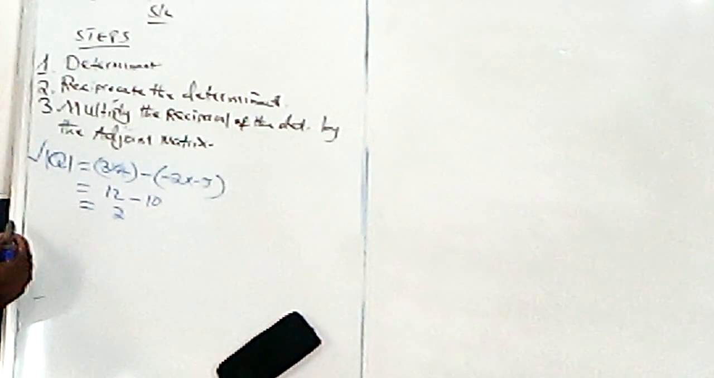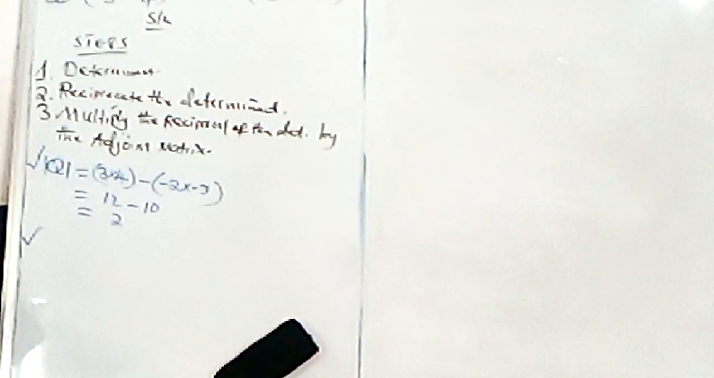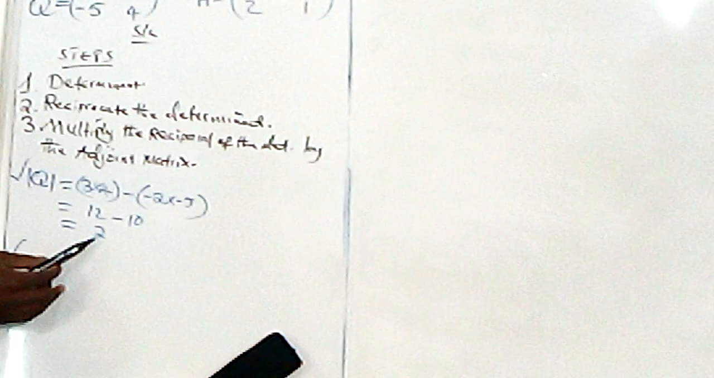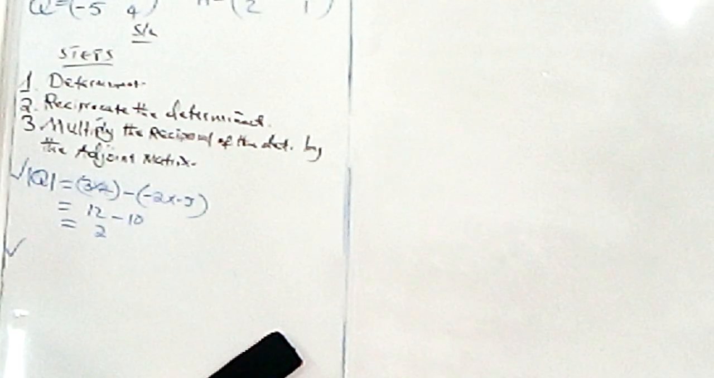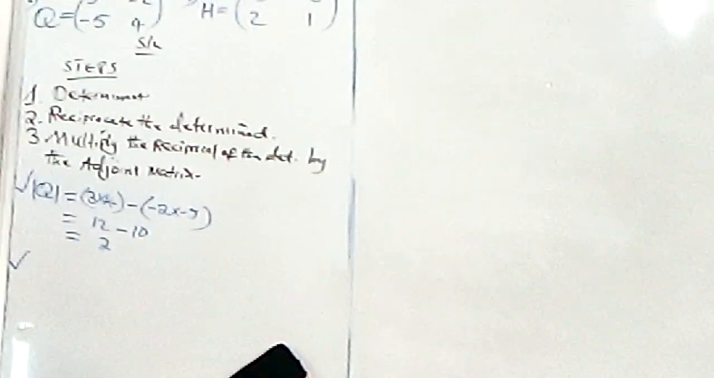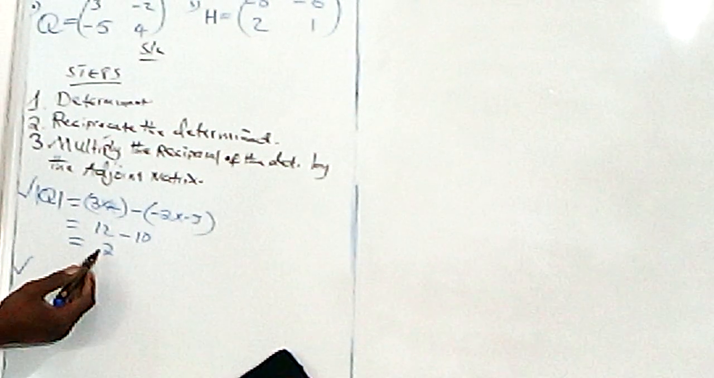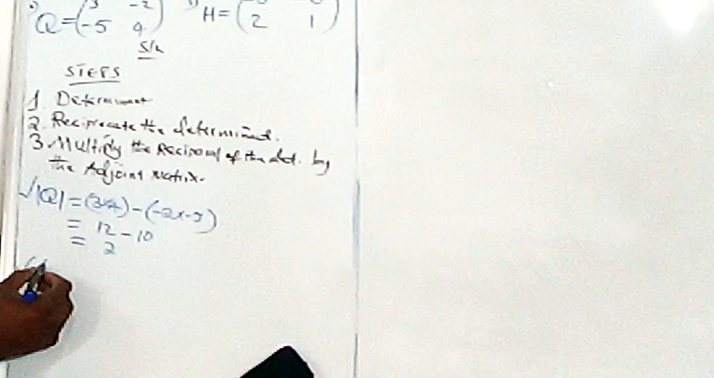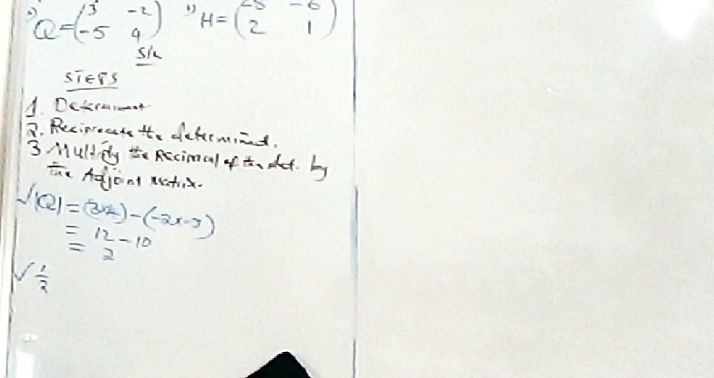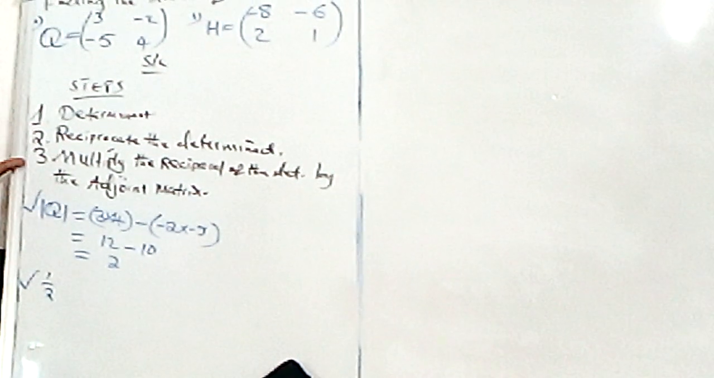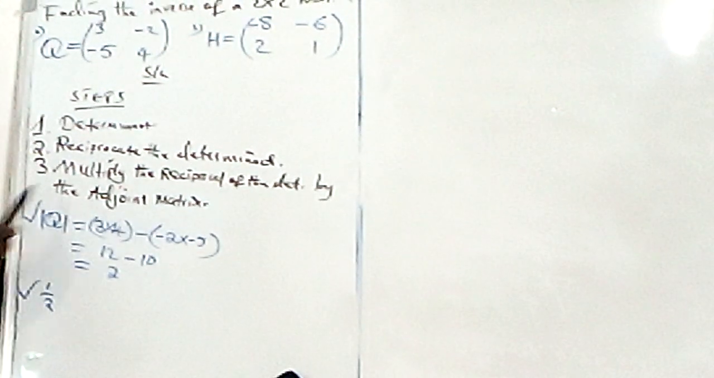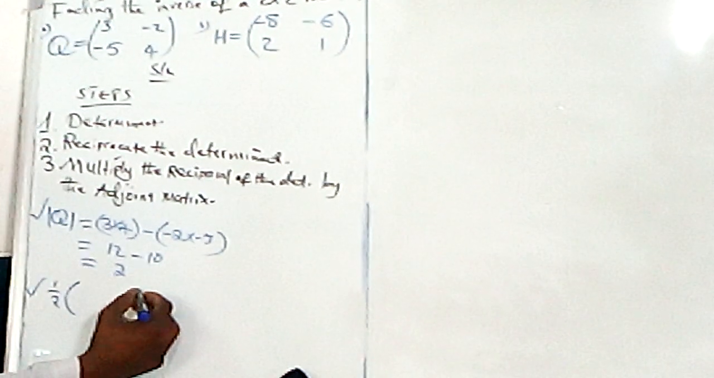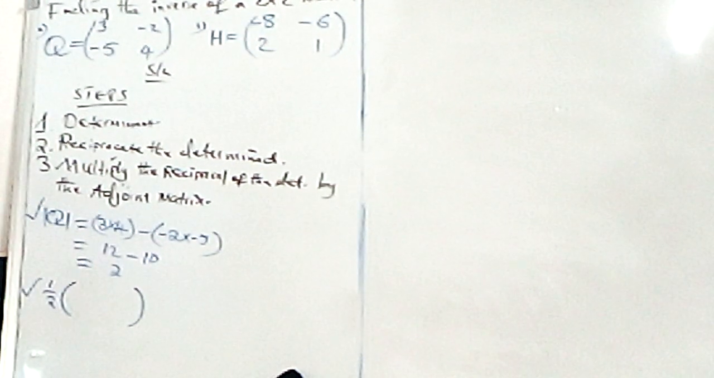Once we're done, we'll have attempted step number 1. Let's move on to step number 2. We're going to reciprocate this 2. To reciprocate is to find the reciprocal of 2. What is the reciprocal of 2, please? Excellent. That would be simply the opposite of 2, and that's of course going to be 1 over 2. Very good. Third and the last, we're going to multiply this particular reciprocal times the adjoint matrix.